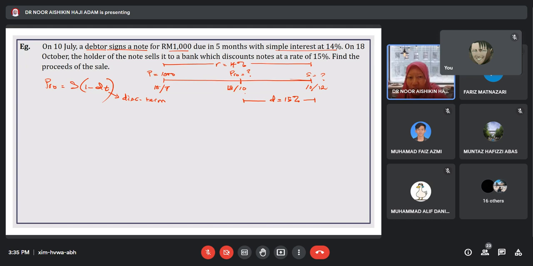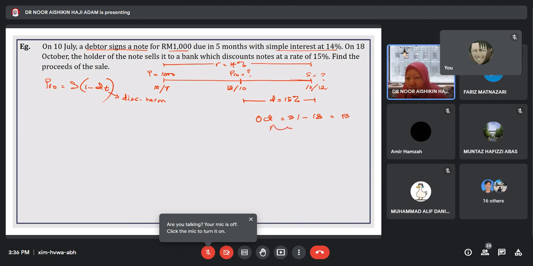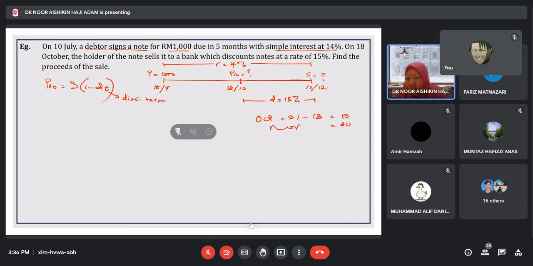So let's count how many days there are between 18th October until 10th December. So October, that will be 31 minus 18. So you ada 3 days. 8, 13. 13 days. November, 30 days. December, 10 days. 40, 53 days. Okay.